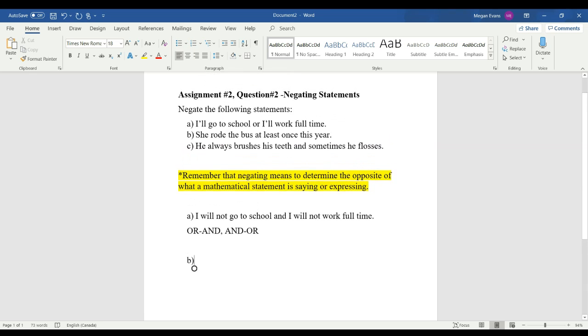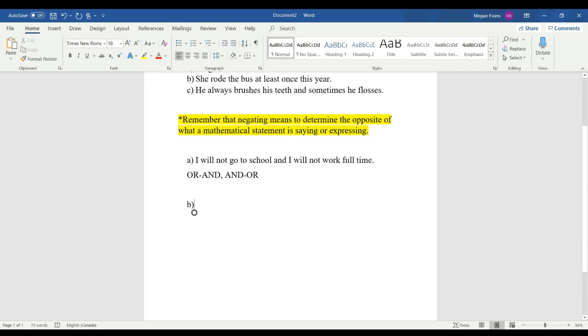So let's work on B, which is she rode the bus at least once this year. So let's focus on the first part of this sentence. She rode the bus. The opposite is going to be she did not ride the bus. And luckily we don't have a connective in this sentence, so we don't have to focus on that. Let's just focus on the last part of the sentence. The last part is saying at least once this year, so she rode the bus at least once this year. If she's riding the bus at least once, that means in our negated statement, the opposite, she can't be riding the bus at all. So we're going to end the sentence, she did not ride the bus at all this year.